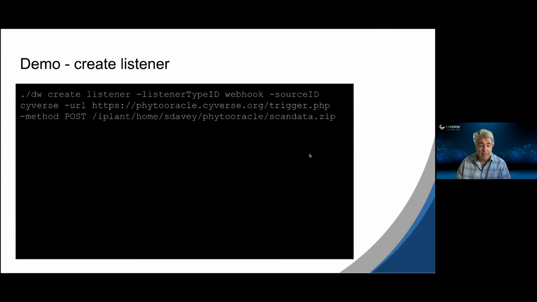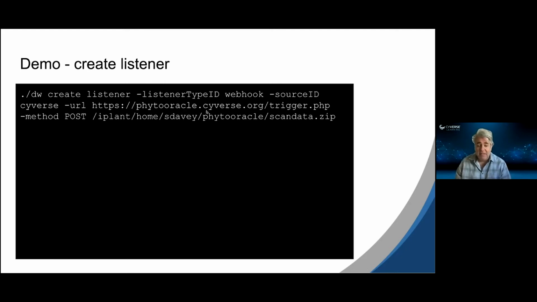Okay, so this is a terminal. And here is a typical command that you might use to create a listener on DataWatch. You call dw, which is just the name of the CLI. You tell it to create a listener. You tell it what kind of listener you want, in this case a webhook. You tell it the source ID, which is CyVerse. You tell it the URL that you want DataWatch to ping when the event happens.